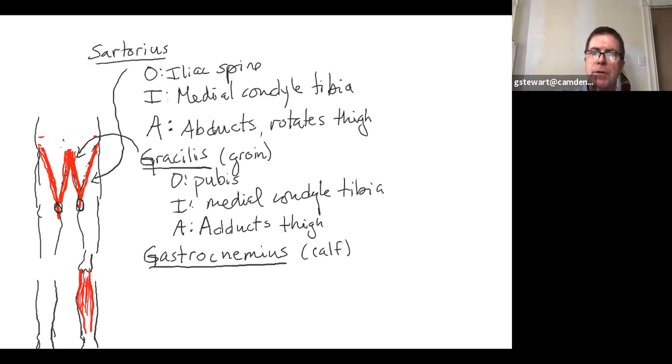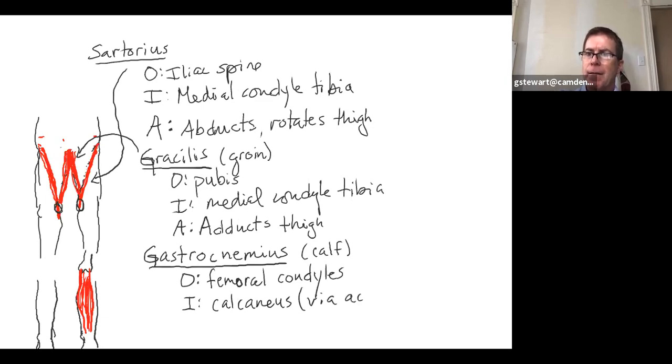And there's two bellies to it, so there's actually a division in the middle, and it looks like two separate muscles. So origin, I'm going to write femoral, that means femur. Femoral condyles. There's two big bumps on the distal end of the femur. The insertion is the calcaneus, the heel bone, via the Achilles tendon. This long tendon right here is what attaches it to the calcaneus.